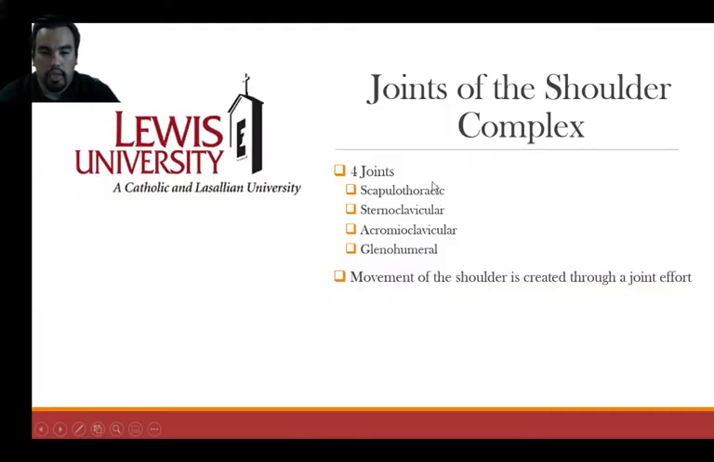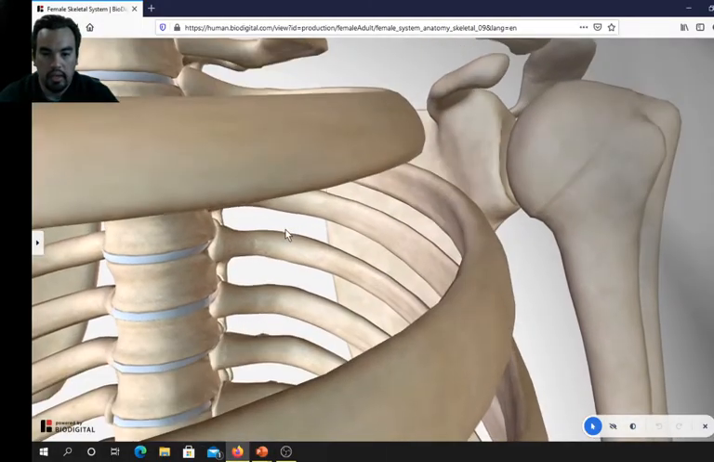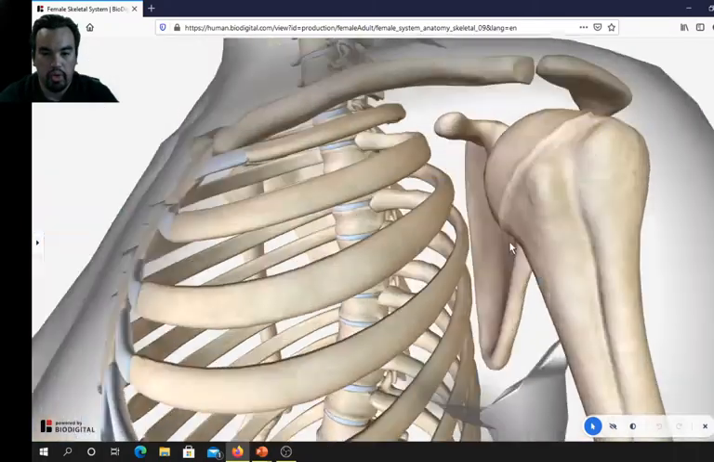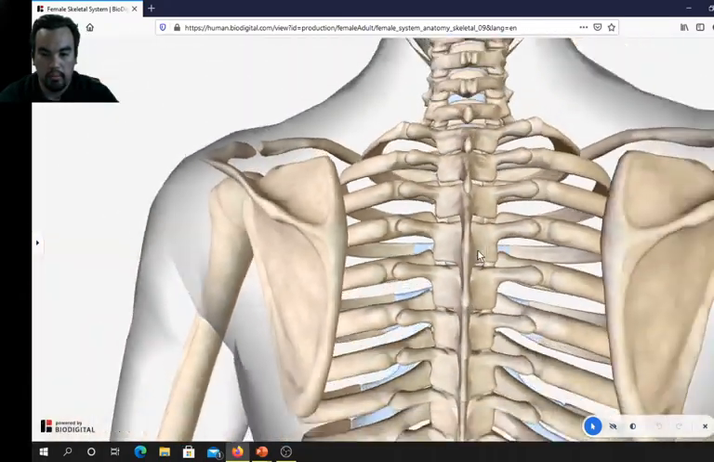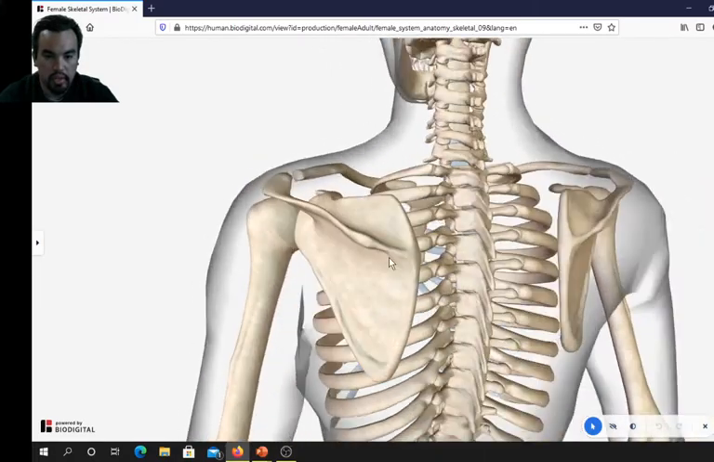We have 4 joints within the shoulder complex. The scapulothoracic, that's this right here. That's, as it sounds, the scapula and the thorax. So that's right here, this joint that floats. They call that the scapulothoracic joint.